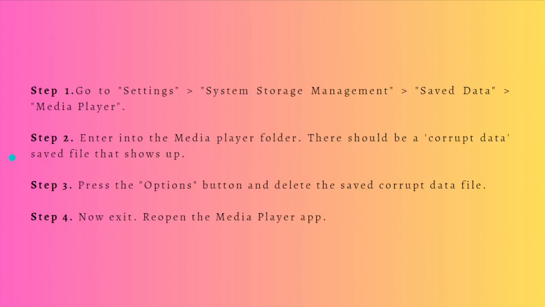So what you can do is go to your settings, then tap on system management, then go to save data and then media player. Step 2, enter into the media player folder and there should be a corrupt data saved file that shows up. Then press the options button and delete the saved corrupt data file. Lastly, exit and then reopen the media player app. Remember that you can always pause this video and do the processes at your own time.